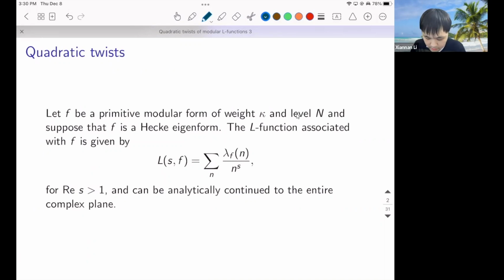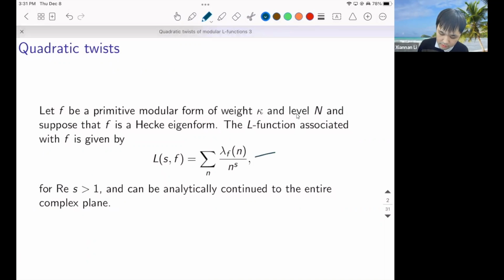We'll suppose it's a Hecke eigenform, and in that case, there's an L-function associated to f, which has a Dirichlet series like this. It's the sum of lambda_f(n) over n^s, which converges absolutely when the real part of s is greater than 1, and it can be analytically continued to the entire complex plane.